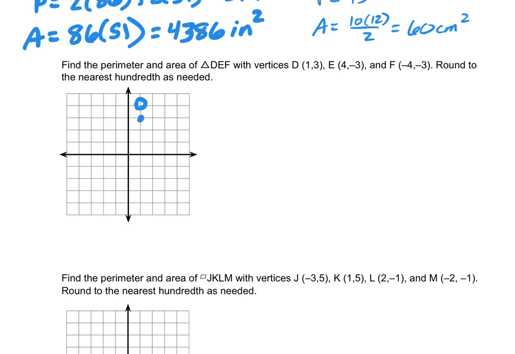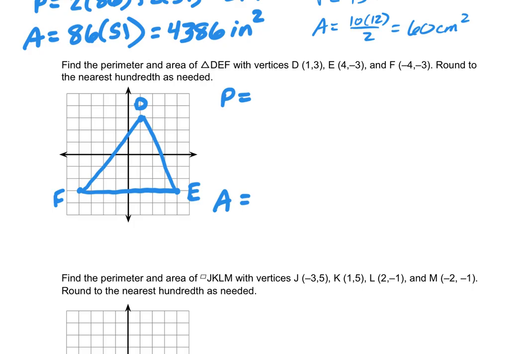which should be D. Over 4, down 3 would be E. And then left 4, down 3. We're going to connect our 3 points together. And that would be our triangle. Okay, we want to find perimeter and we want to find the area.